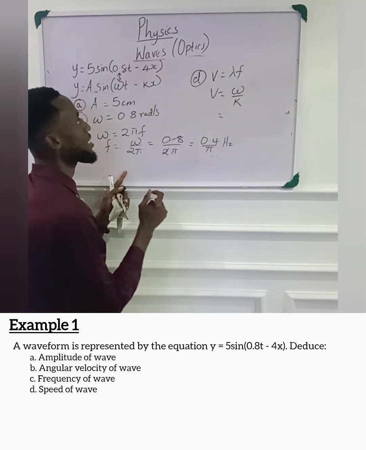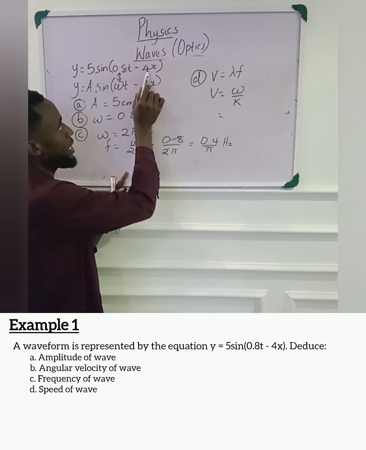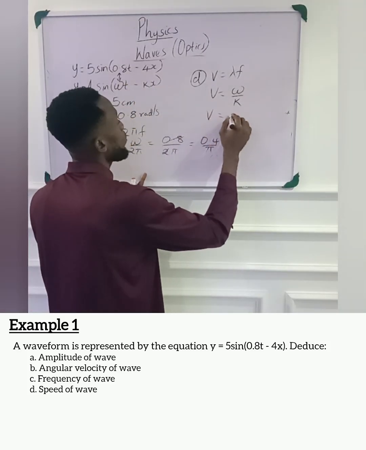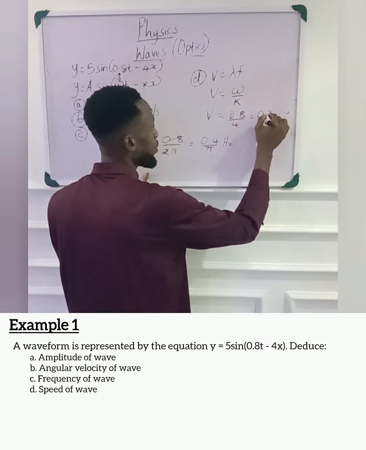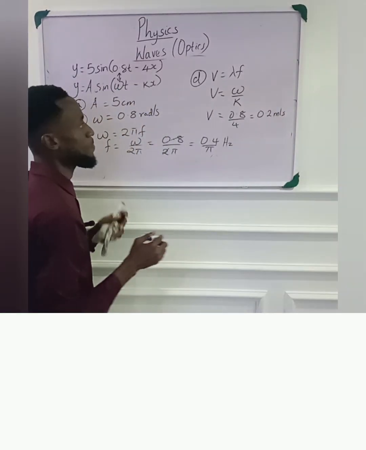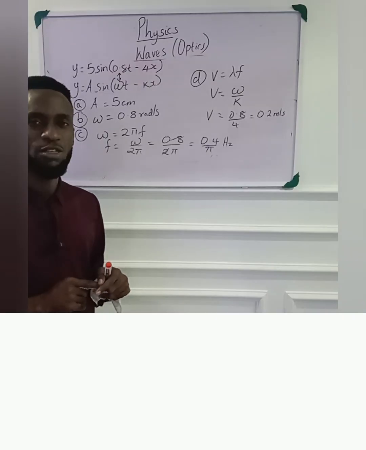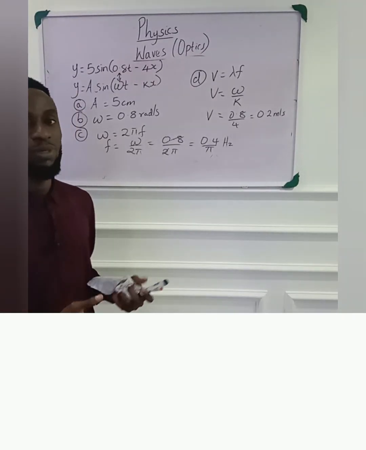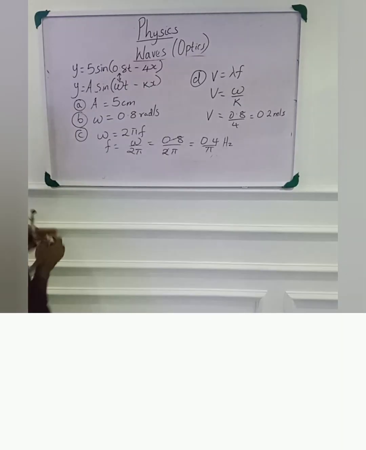So what that means is that without also solving, this 0.8 divided by this 4 will give me the speed directly. So 0.8 divided by 4, which gives me 0.2 meters per second, represents the speed of the wave. Now that's how easy it is. Let's look at the last one, which I believe is tricky, but can still be solved using exactly this simple method.